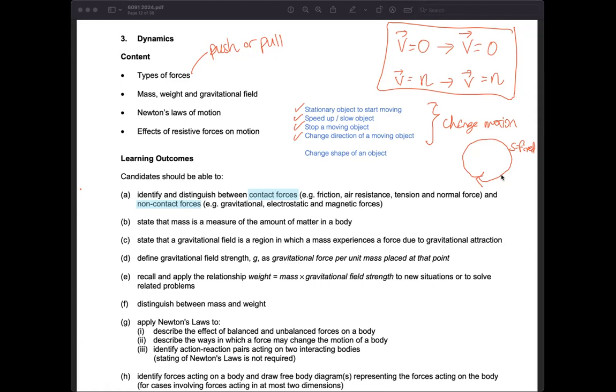Okay, good. First of all, I already discussed what a force is. A force is a push or a pull. Then there are 2 types of forces: contact forces and non-contact forces. You need to be able to list them out. Friction, air resistance, tension, and normal force. These 4 forces, do any of you need me to explain any of these?